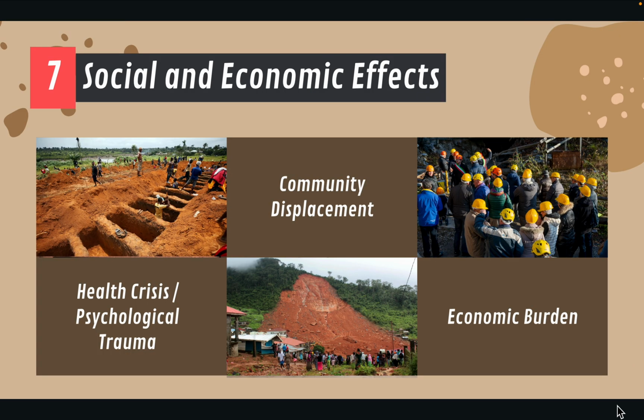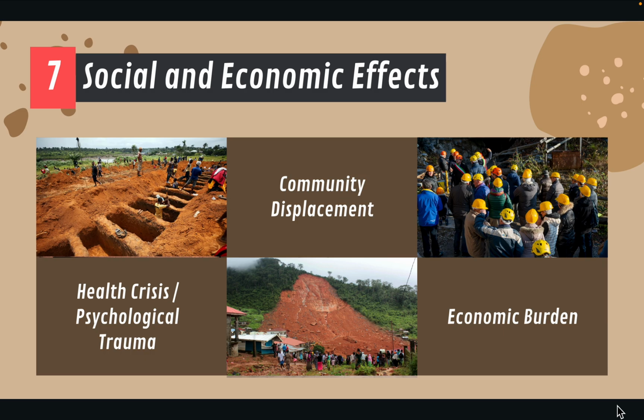And last but not least, social and economic effects. Well, first, there was a health crisis. The mudslide and flooding raised the risk of waterborne diseases like cholera in the aftermath, and emergency shelters were overcrowded with limited access to clean water and sanitation. And again, there's also psychological trauma as well. Survivors experienced severe psychological stress, including trauma from losing entire families or witnessing death firsthand.